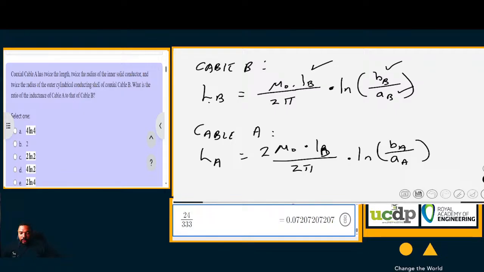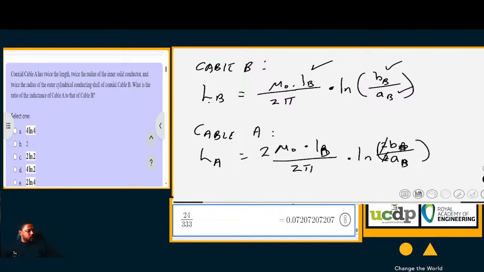And remember, I also told you guys earlier on that they tell us cable A also has twice the radius of the inner solid conductor and twice the radius of the outer solid coaxial conductor. Okay, so therefore this will be B. If you make that B, A has twice that of B. The 2 divided by 2 just cancel, so it's just BB over AB, and this is just 2LB.